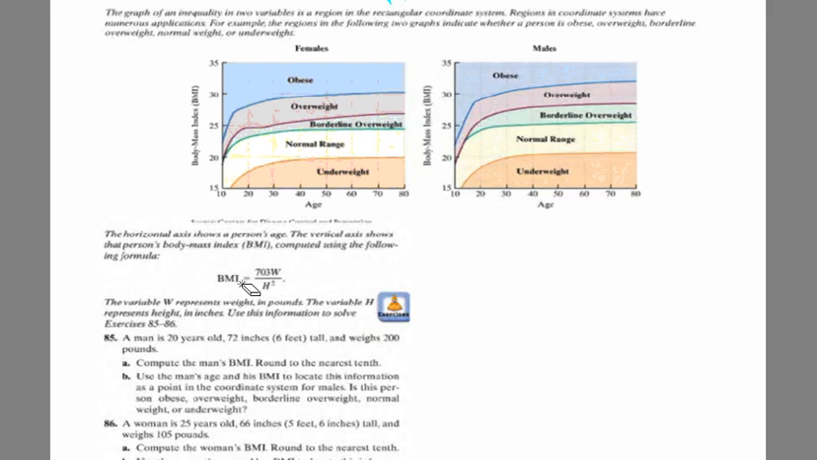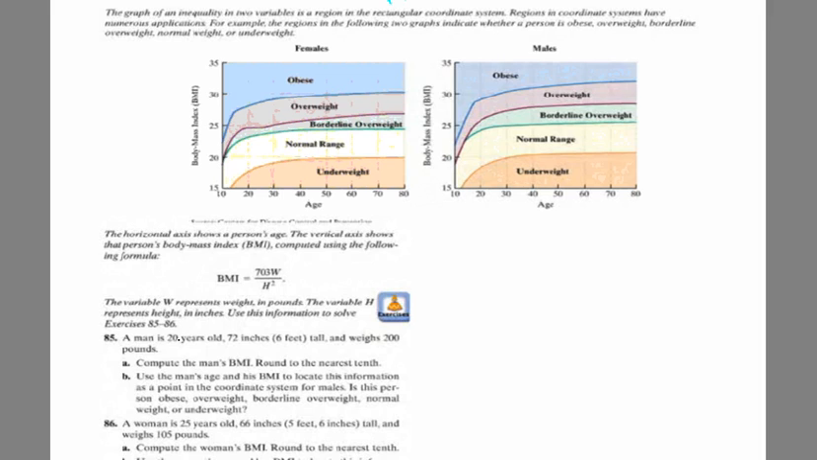So here is the formula for the BMI. It is 703 times the weight of the person, and the weight is in pounds, divided by the height squared, and the height is measured in inches. That gives you your BMI. Once you know that value, you can look in these two graphs, or whichever graph is appropriate, and find out if the person's BMI indicates if they're underweight, normal, borderline, overweight, or obese.